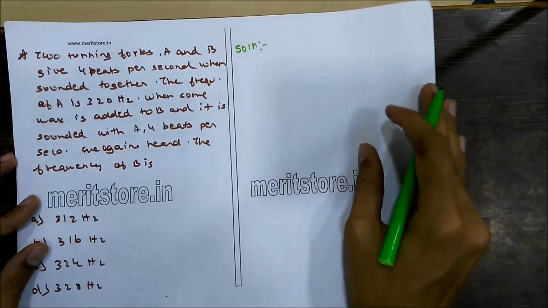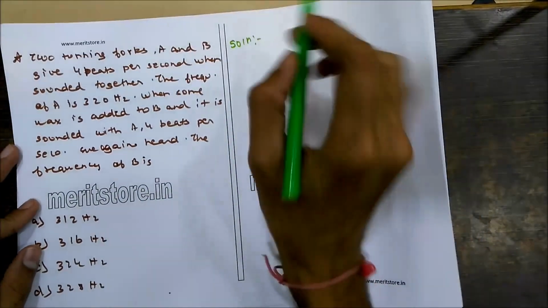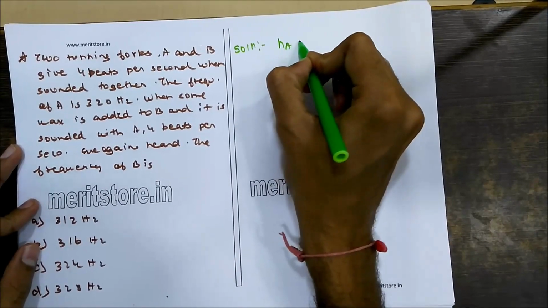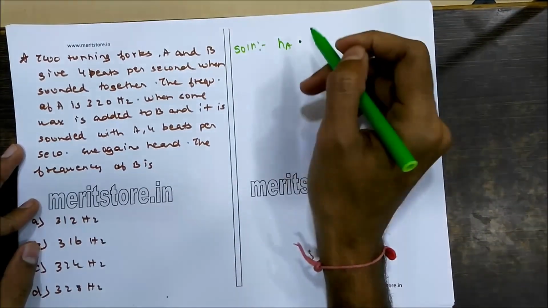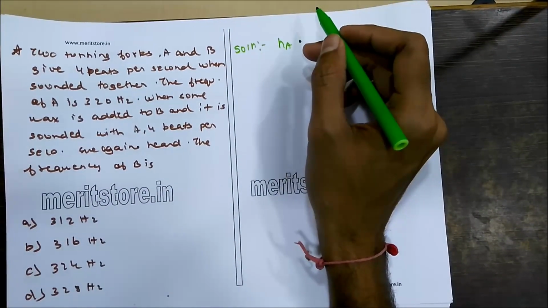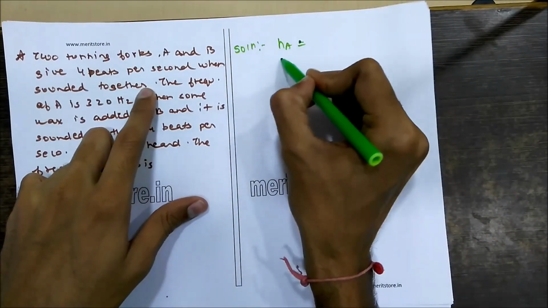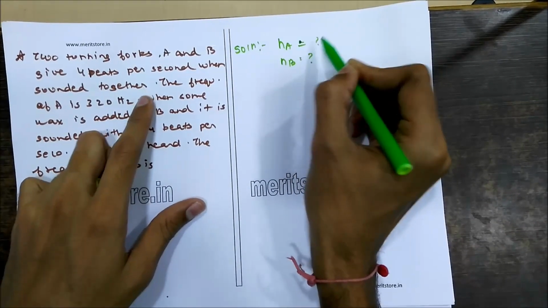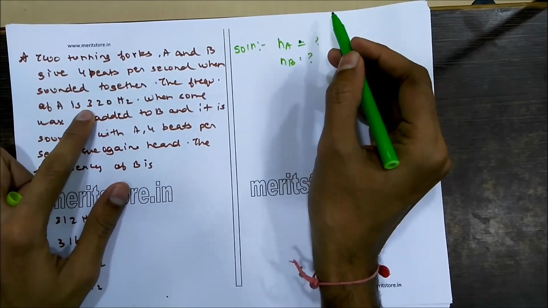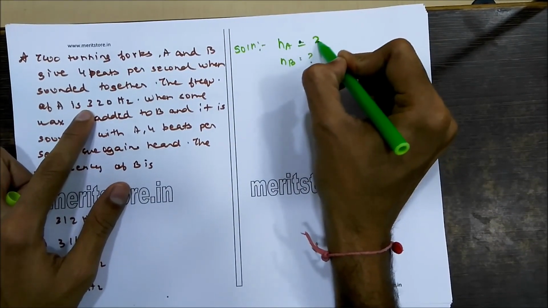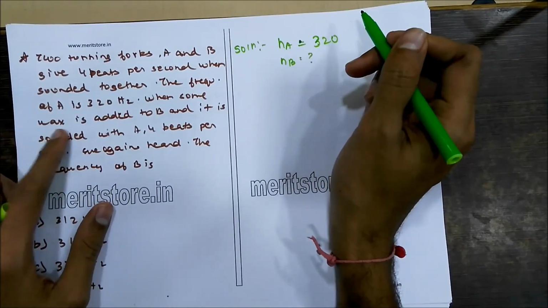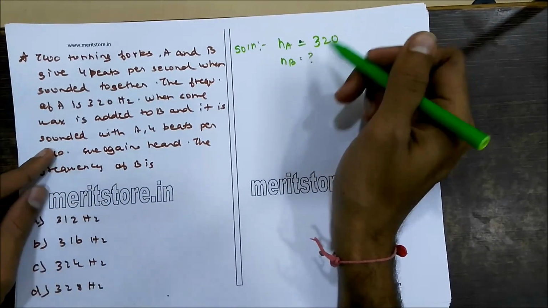So we have two tuning forks here, and their frequencies NA and NB give 4 beats per second when sounded together. The frequency of A is 320 Hz, so NA is 320 Hz. When some wax is added to B, we have to find the frequency of B.